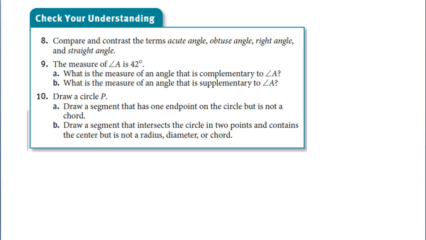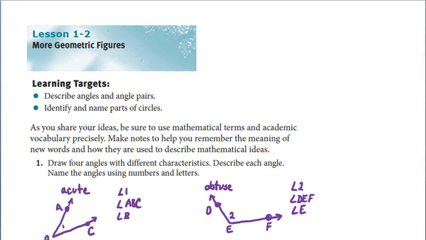Here are some check your understanding questions, so I'll pause the video for you to answer these. In this video, we discussed how to describe angles and angle pairs using some vocabulary terms like acute, or adjacent, or complementary and supplementary. We also identified and named parts of circles using words like center, chord, and diameter.